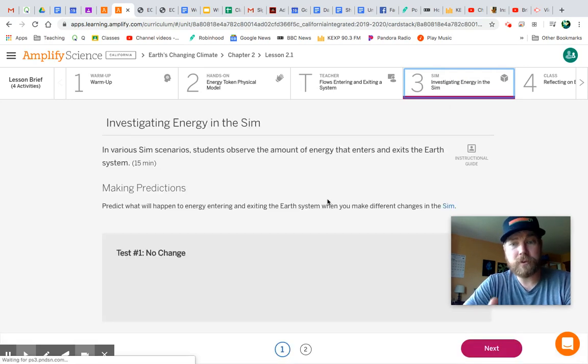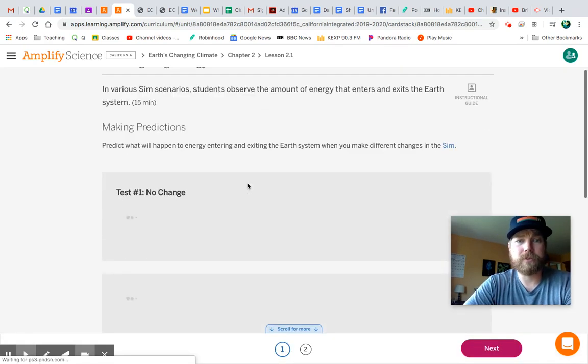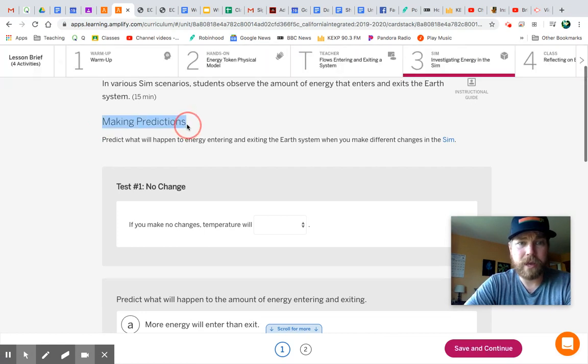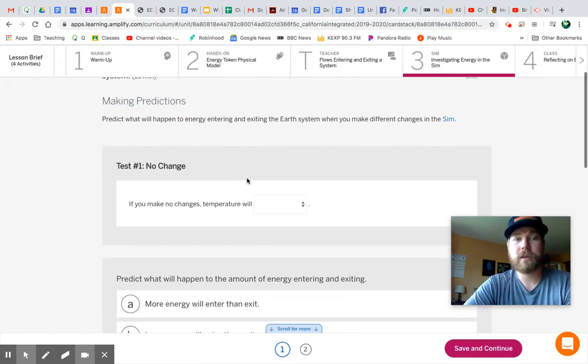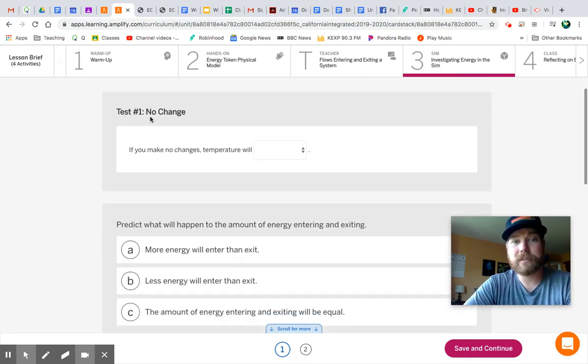The first thing you're going to do is make predictions. Do not just jump into the sim and do all these things first. I want you to read through these and predict what's going to happen. Hey, let's take a look at this one. Test number 1, no change. So you open up the simulation. If you make no changes, what's going to happen to the temperature?